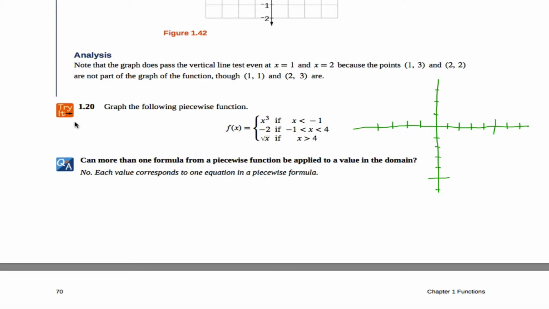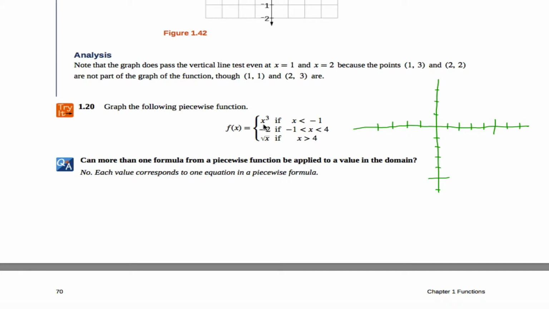What I'm going to work through in this section is Try It 1.20, I guess, for this Pre-Calculus OpenStax section 1.2. And what you're given is this mess of a piecewise function and asked to graph it. And the nice thing about this piecewise function is it's made up of 3 functions that were in your toolkit from the previous section. So in theory, you already know how to graph x cubed.